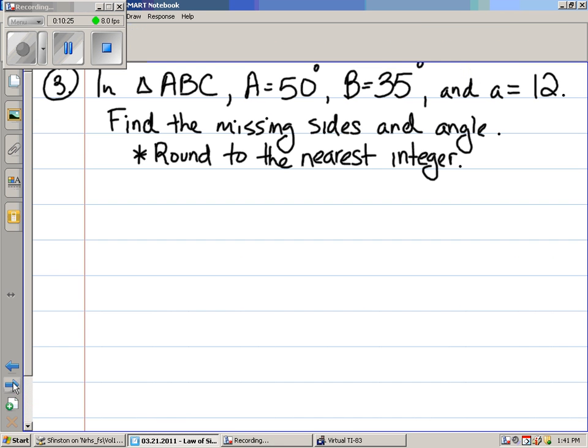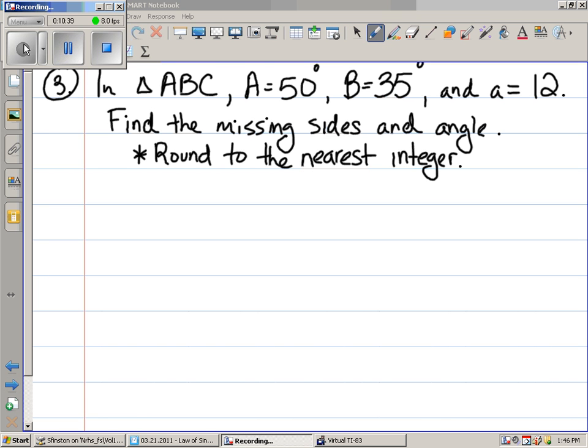That's it. I think you'll see that in this next question, sometimes you might have to do the law of sines twice in the same question. That's completely normal. You're not off track, all right? And so have a go. Good luck. All right, here we go.